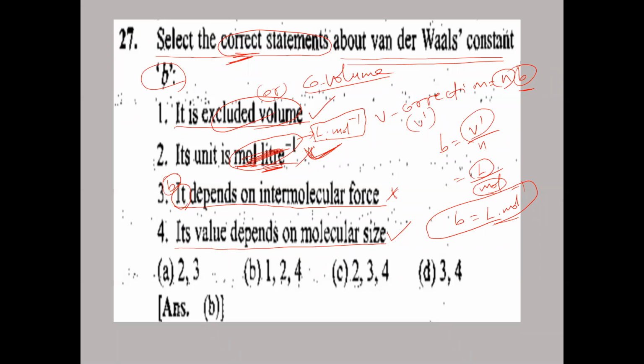So 1 is correct, 2 is correct, 4 is correct, but 3 is wrong here. b depends on intermolecular force, wrong. What actually depends on intermolecular force is a, the magnitude of the attractive force, but not b. So b is the wrong statement here. You take 1, 2, 4 as right, but remember to take the unit as liter per mole.